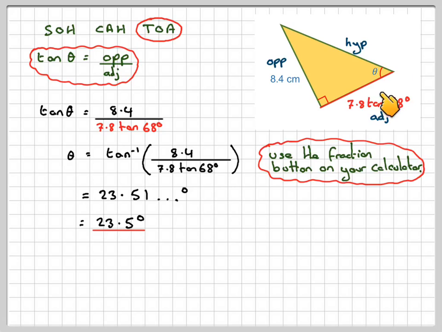Now remember, these diagrams are never drawn to scale, so don't be put off by the diagram. Okay, this has been a video to show you how to use a two-stage problem in order to calculate a missing angle. I hope you've understood, and I thank you very much for watching.